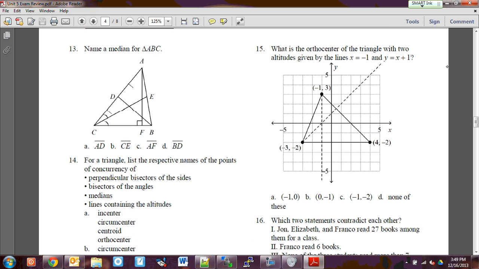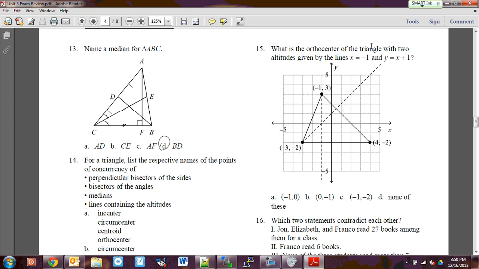Name a median for triangle ABC. Well, to be a median, you have to have a midpoint. Is E a midpoint? Nope, didn't mark it. Is F a midpoint? Nope, didn't mark it. Is D a midpoint? Yes. Now, a median goes from the midpoint to a vertex. So which line goes from here to a vertex? BD. You can't use AD because it has to go to the opposite side. A median for A would have to be over here somewhere. So we know that has to be BD.